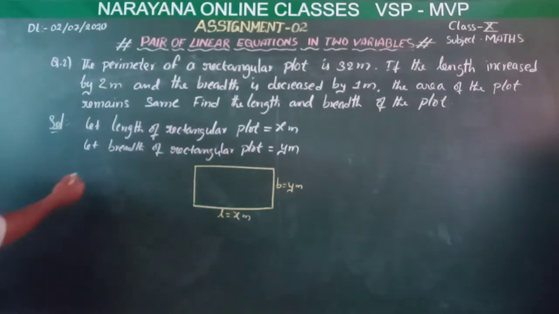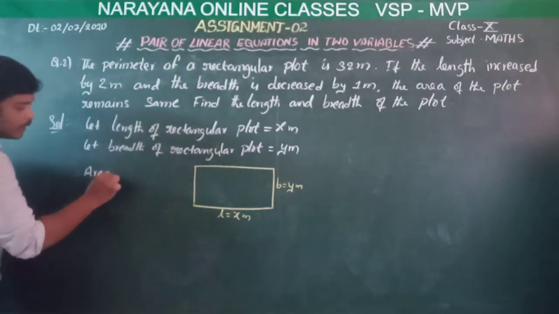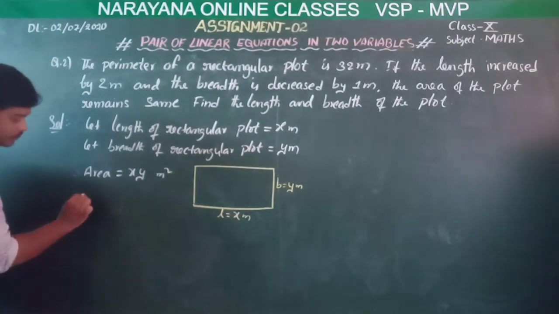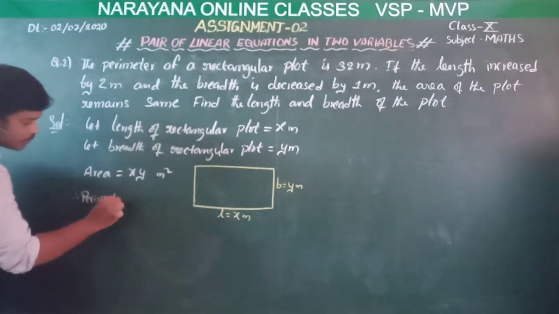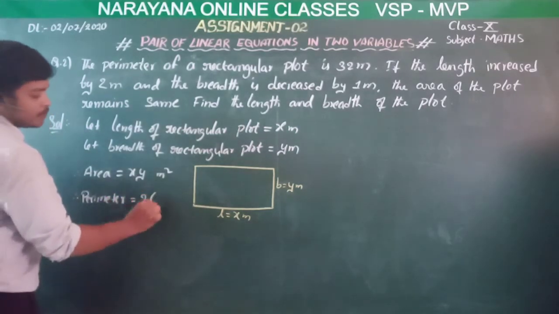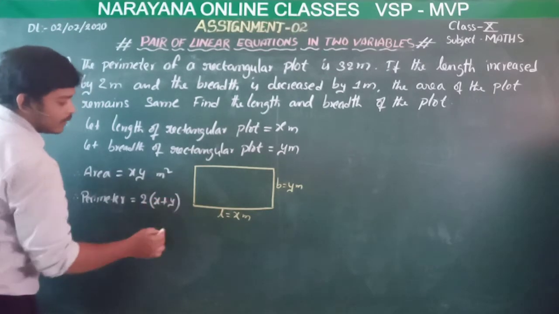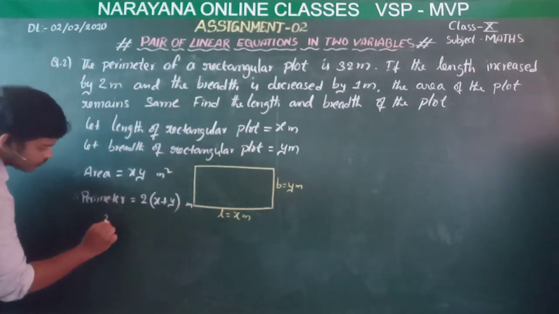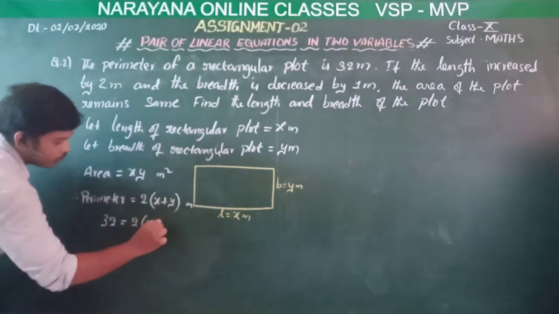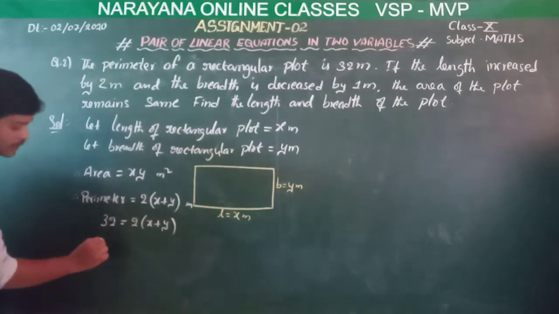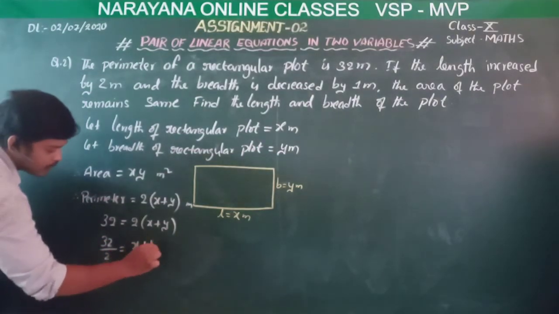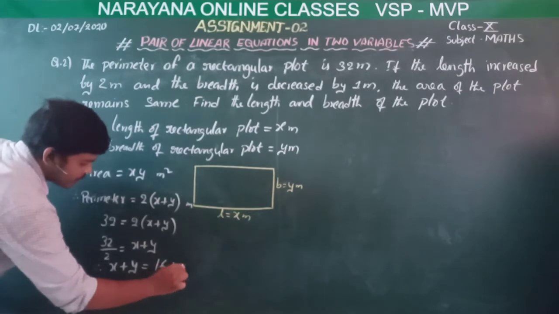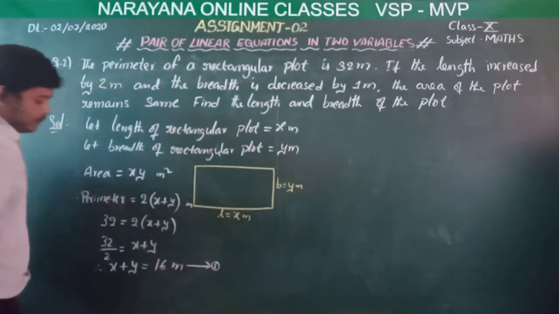See children here. Now the area of the rectangle is length into breadth, that is x into y square meters, right? And the perimeter is 2 into (l + b). Length is x and breadth is y in meters. The perimeter of the rectangle is given as 32. So 32 is equal to 2 into (x + y). Then send the 2 to this side, and 32 by 2 is equal to x + y. Two ones are 2, two 2s are 4. So x + y is equal to 16 meters. This is equation 1.